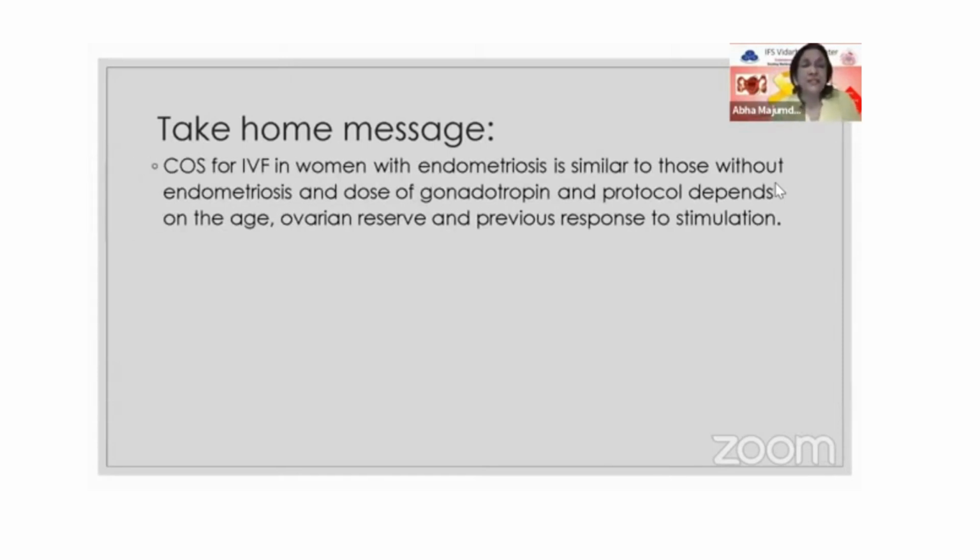Therefore, my take-home message from today's talk is that controlled ovarian stimulation for IVF in women with endometriosis is similar to those without endometriosis. So do not think that endometriosis will have a different regime. The regimes are going to be the same. If the reserve is low, you will have a smaller number of oocytes. If the reserve is good or average, you will have an average number of oocytes. The dose of gonadotropin and protocol depends on the age, ovarian reserve, and previous response to stimulation, as it is in all other cases.